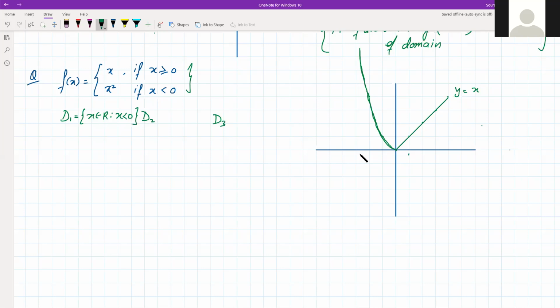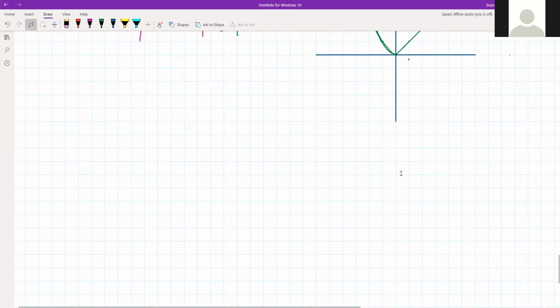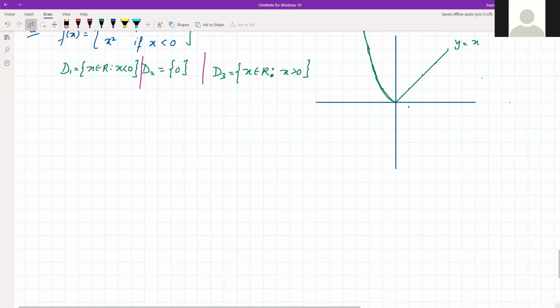Same way, D3 is the set of all real numbers such that x is greater than 0, and D2 is just 0. So these are the three different domains, or subdomains, and we have to find its continuity in all these three domains. So here, let's do it case by case.